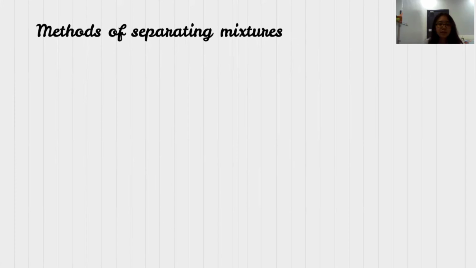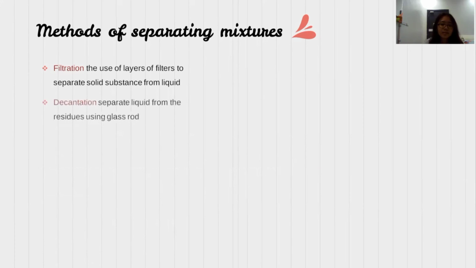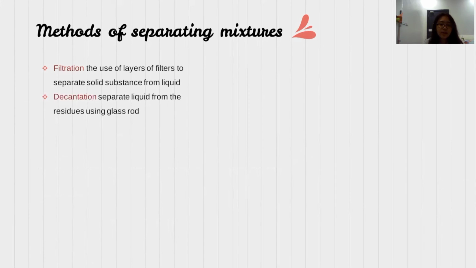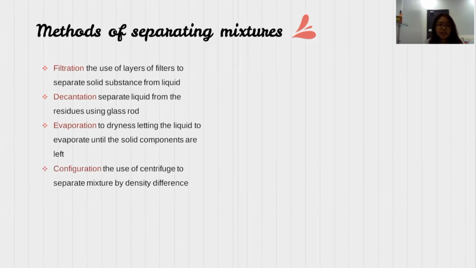Next, we have methods of separating mixtures. First, we have filtration. Filtration is the use of layers of filters to separate solid substance from liquid. Decantation separates liquid from the residues using a glass rod. Evaporation to dryness, letting the liquid evaporate until the solid components are left. And lastly, we have centrifugation. It's the use of a centrifuge to separate a mixture by density difference.